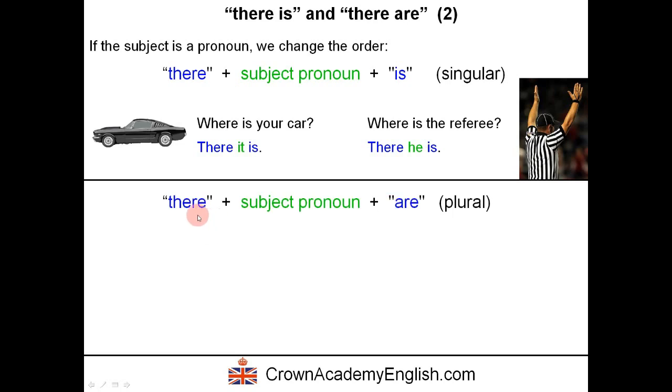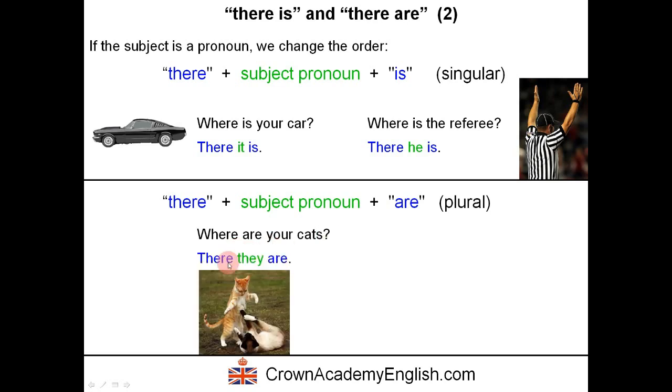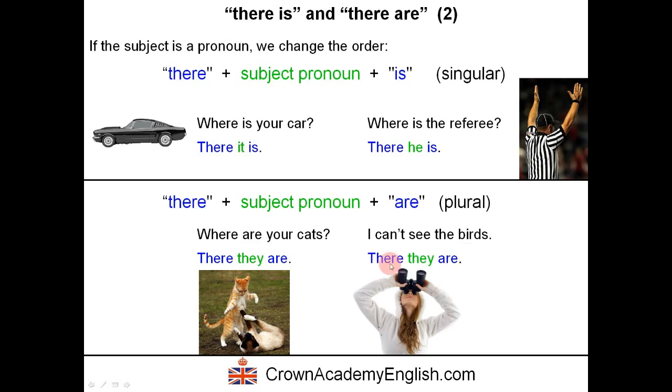And the plural form, there, followed by subject pronoun, followed by are. Where are your cats? There they are. I can't see the birds. There they are. So we have there are, and we have the subject pronoun they, which is the plural form. Okay?